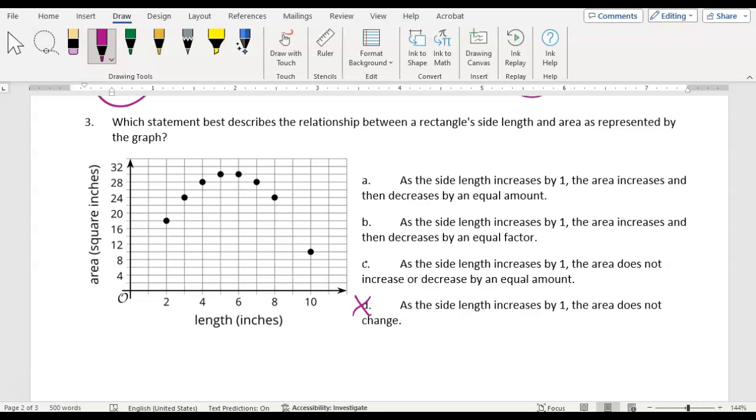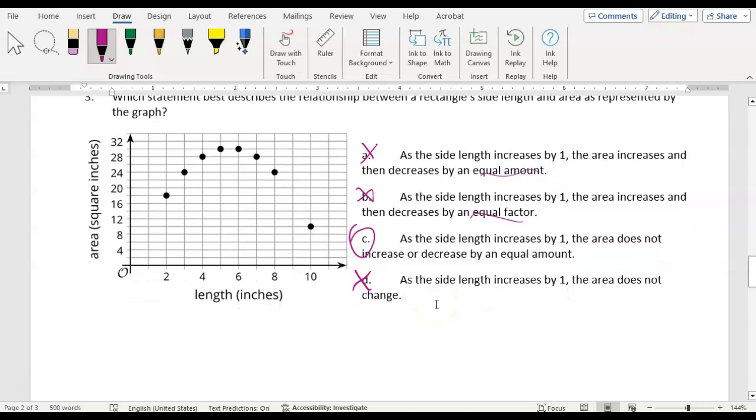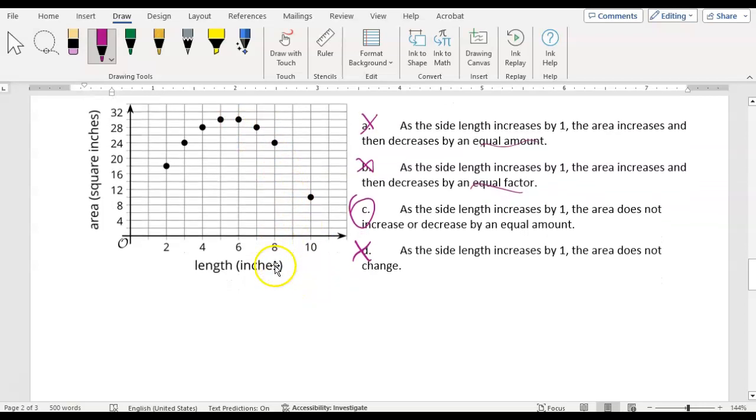We also know that each time we are not increasing by the same amount, right? It's changing over time here. So we know it's not by an equal amount. It's also not by an equal factor, not multiplying by the same amount every time. So as the side length increases by 1, the area increases and decreases, but not by an equal amount, okay? So it does not increase or decrease by the same amount each time. It's changing. The amount is increased here, it's greater here, and then less here. But we're also not multiplying by the same thing either, because you'll notice then it's decreasing afterwards.